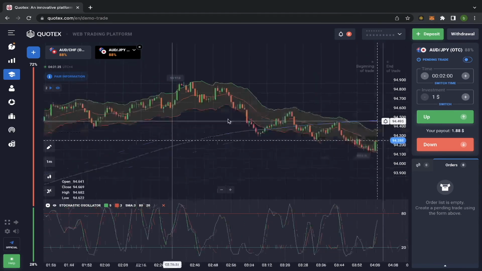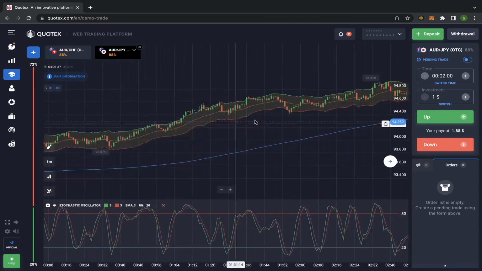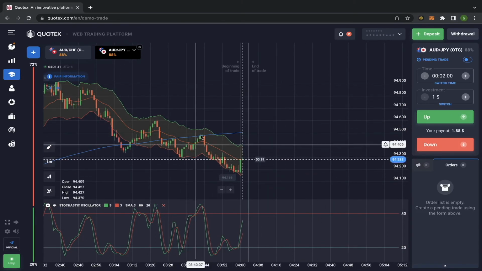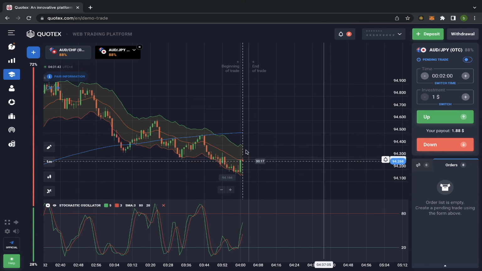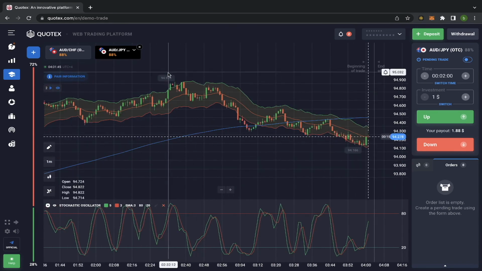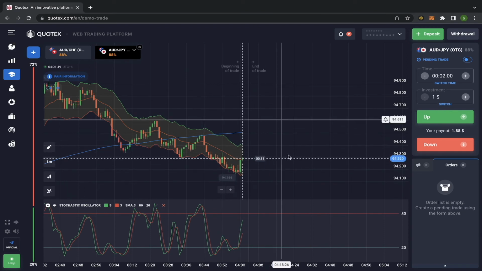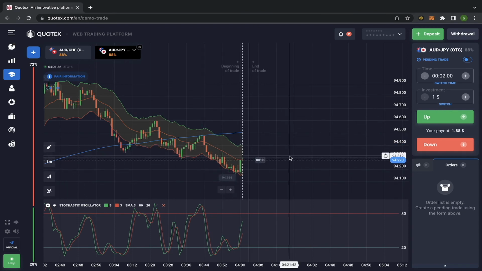Ranging market is when it's not an uptrend, it's not a downtrend, but the market will move in a specific area. Like it's going to bounce off within a specific area. So it's not going to be an uptrend or downtrend, it's going to bounce off within a specific area. So when this kind of scenario happens, you can take both buy and sell signals.